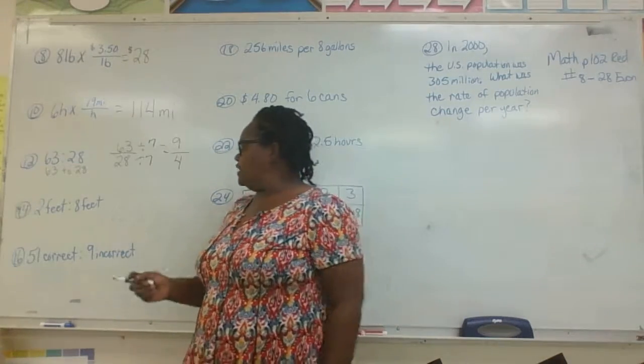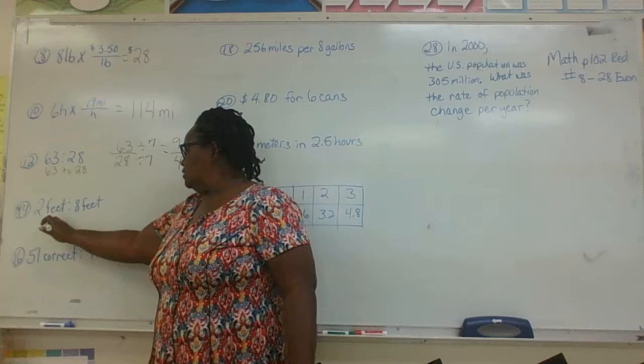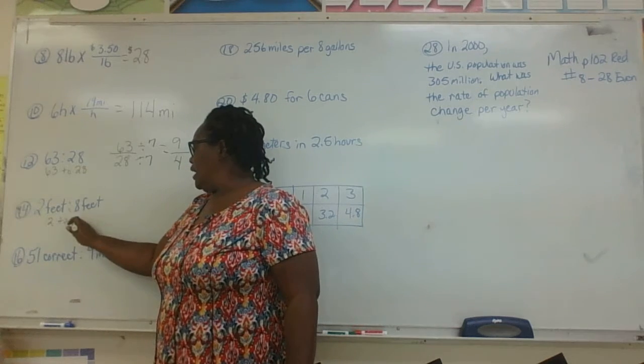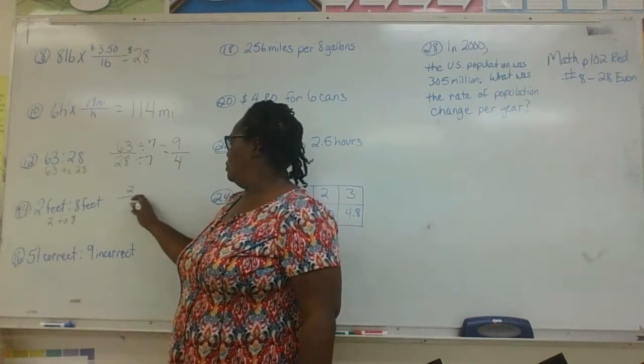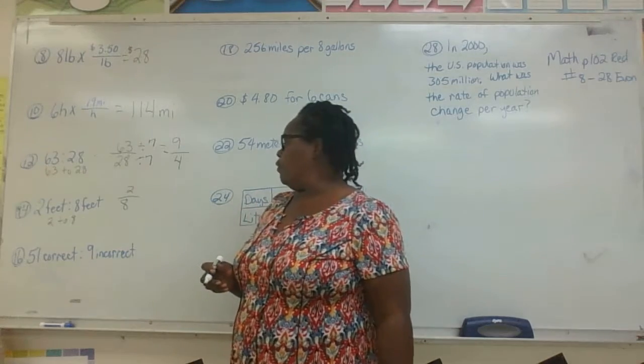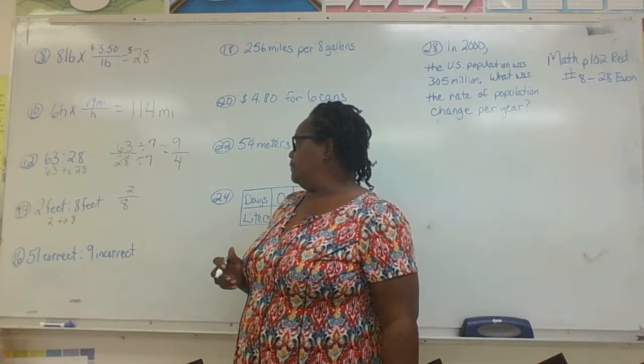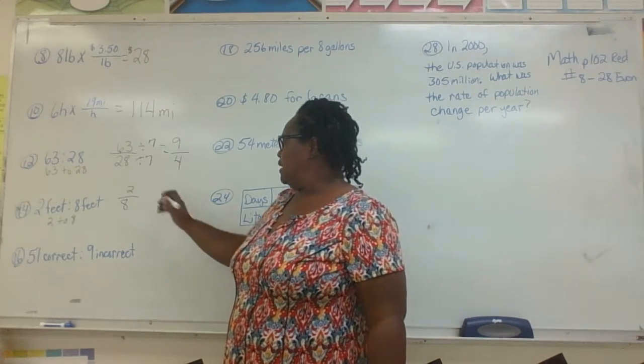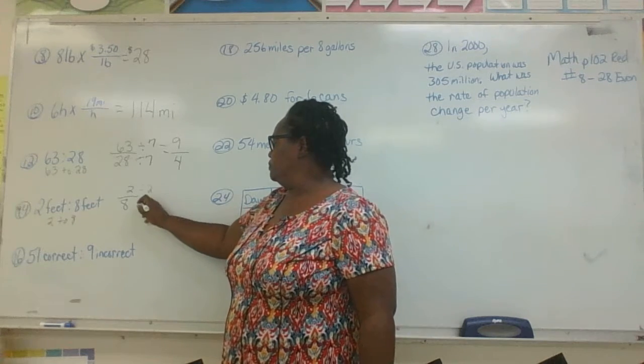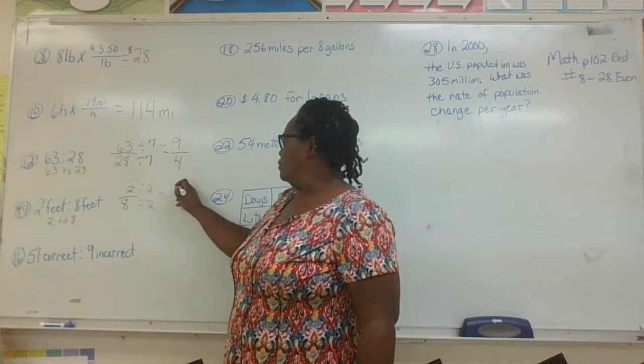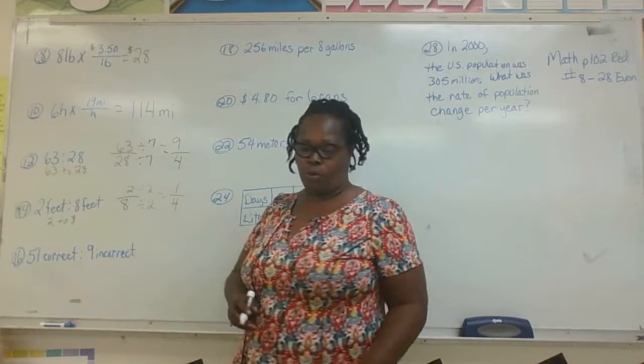Here we have 2 feet to 8 feet. Once again, 2 to 8. And therefore, we will reduce it by the same factor. In this case, the factor will be 2. And therefore, this will be 1/4.